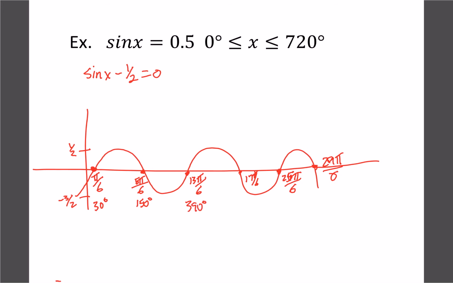390, and we just keep on going. So you'd have all of your degree answers up to 720. Okay, so that's pretty straightforward. Let's just clear this and look at the other one.